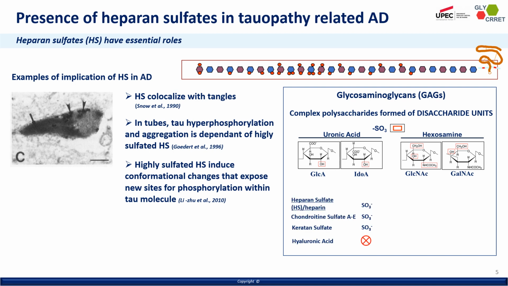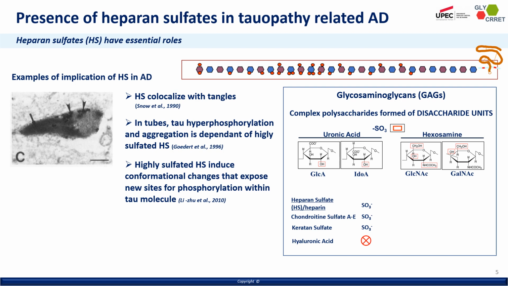Based on their disaccharide units, we can distinguish different GAG families. We have heparan sulfate and heparin, chondroitin sulfate A to E, and keratan sulfate, which are known to become sulfated and also are known to be attached to a core protein. In fact, there's an exception, and that is hyaluronic acid, which is not sulfated and is also not known to be attached to any core protein.